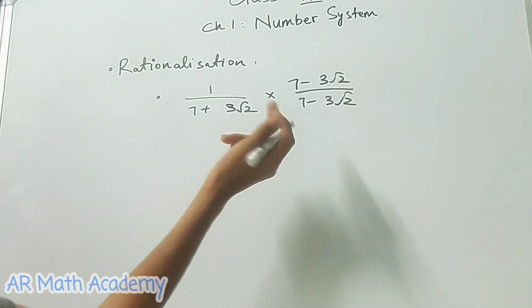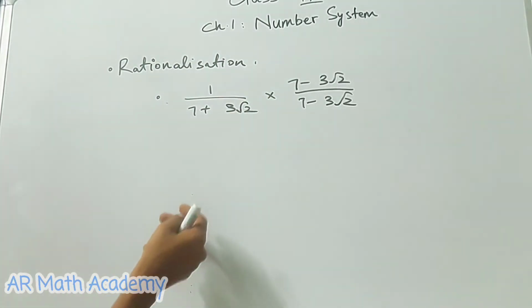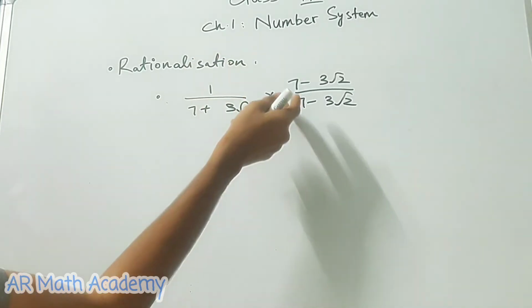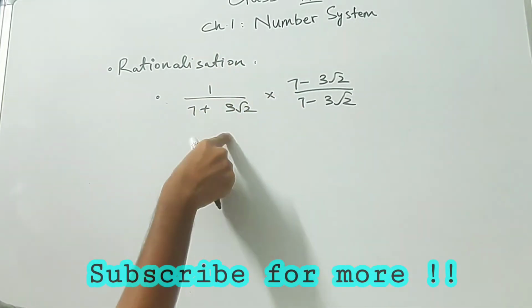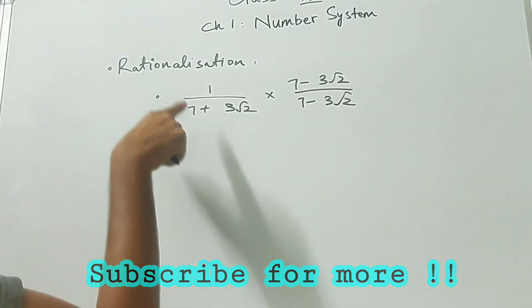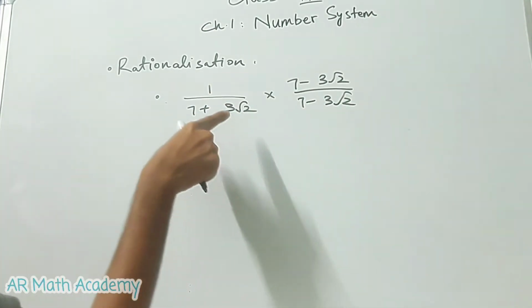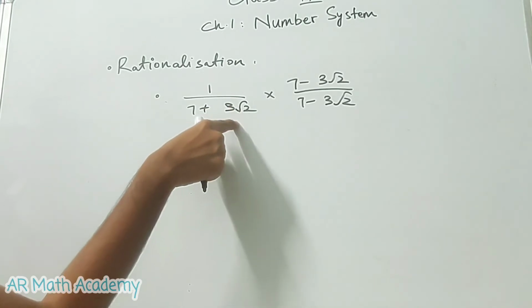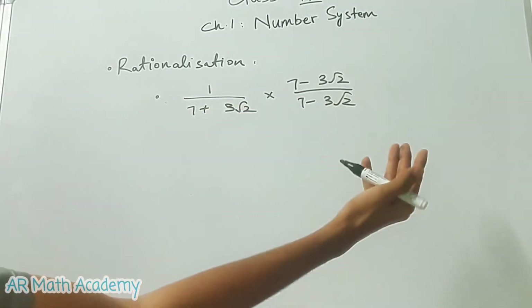We are doing it because 7 minus 3 root 2 divided by 7 minus 3 root 2 is 1, and we are just multiplying and dividing with the conjugate because in the denominator we have a plus b into a minus b, which will turn out to be a square minus b square. Now only the b term is irrational, so b square will automatically become rational.